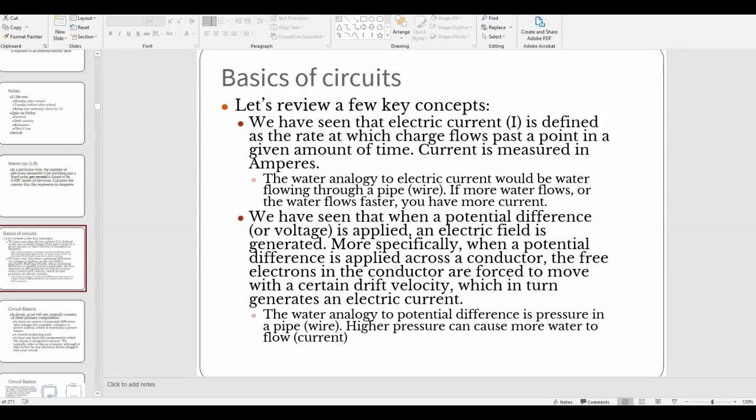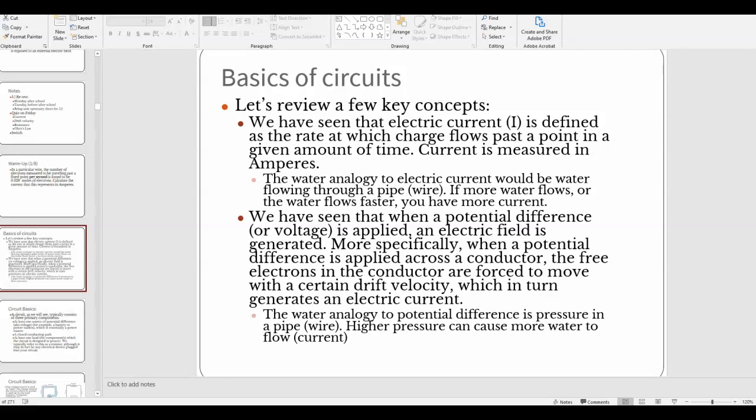And so the analogy we're going to keep going back to is water flowing through a pipe. If you imagine water flowing through a pipe, say the pipe itself is like a wire, and what is moving in a pipe is water. Okay, when you talk about electric current, what is moving is charged particles. So to take the analogy further, the faster the water flows, that is, the faster the charge flows past a point, the higher the current.